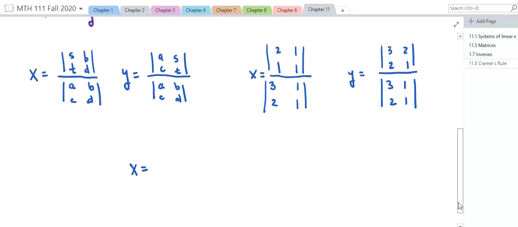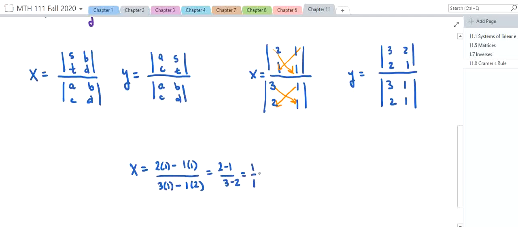So x equals 2 times 1 minus 1 times 1, divided by 3 times 1 minus 1 times 2. So we're always taking this minus this, this minus this. Okay? And then, of course, this equals 2 minus 1 over 3 minus 2, equals 1 over 1, equals 1.